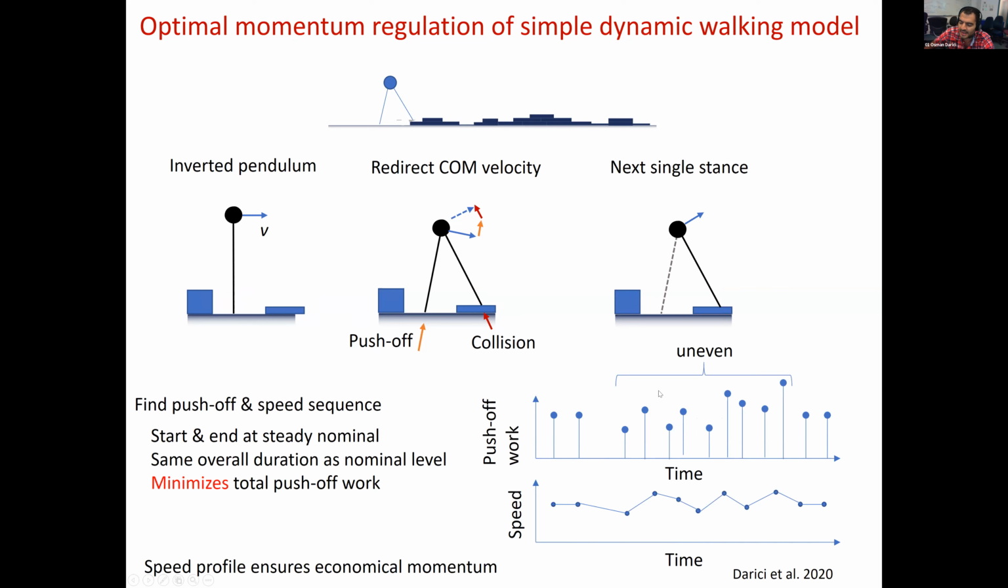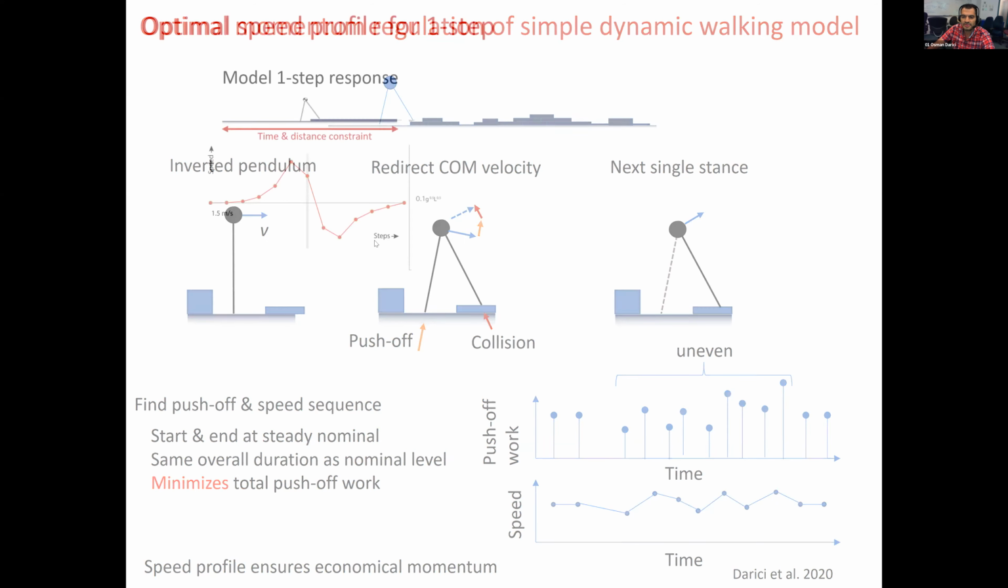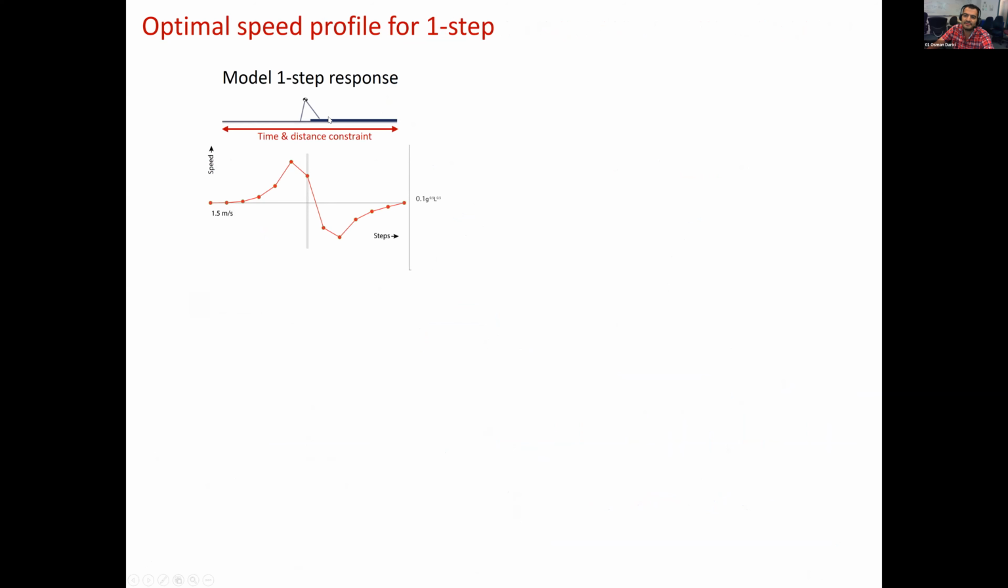Because the terrain is uneven and the model is modulating the push-off work, we expect the model will also modulate its speed and figure out the optimal speed and momentum to negotiate the uneven terrain with minimum work. First, we simulated our model over a very simple uneven terrain, just one step up with fixed time and distance. Our model showed us a speed trajectory. This is speed versus steps, and the vertical bar corresponds to the step up. As we see here, the model has an anticipatory component. It begins to speed up even before stepping up, then loses speed going over the step up, and then regains speed. This is an optimal solution to negotiate a simple step up.